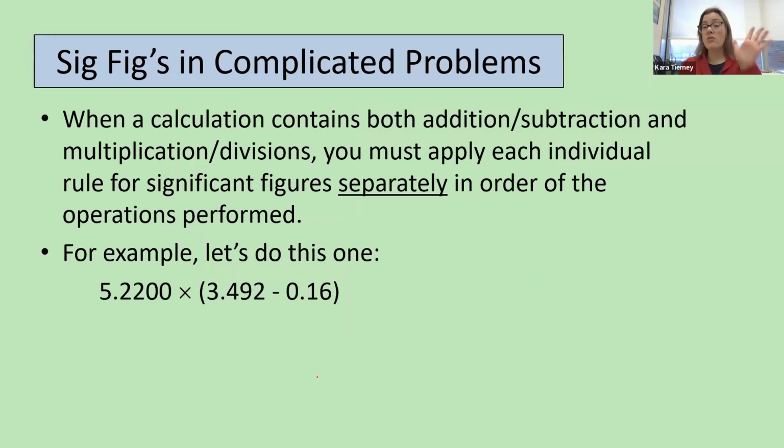So I want to combine these rules. Here's our complicated problem. Now, we were not going to see these in your homework. You're not going to see them on an exam. However, we will see them in lab. So I want to talk about what we do if we have a problem like this one, where I see multiplication and I see subtraction, and how I handle them when they're in the same problem? You follow the rules of PEMDAS, or order of operation, and you apply the rules as you come across them. You apply them separately, and then you move on.